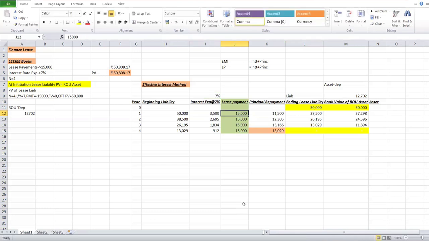And now you have to deduct this interest expense out of your lease payment, because the lease payments are considered nothing but interest plus principal. So your principal amount would come as a balancing figure out of this 15,000 minus 3,500. So this would be your principal repayment, that is 11,500. Now your ending lease would be nothing but your opening liability minus the principal that you have repaid.